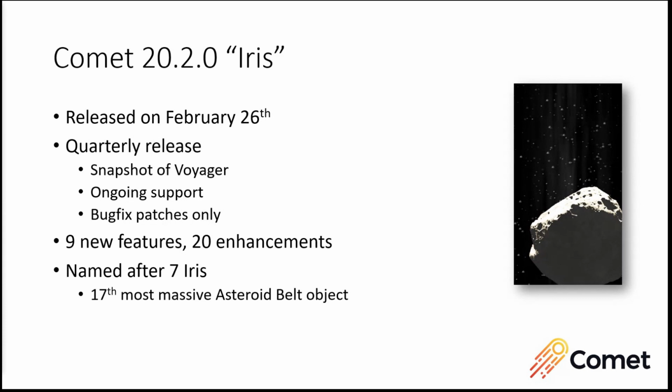Iris is pretty far down the list of asteroids. It's the 17th by mass, but because of the type of rock it's made of and its reflectivity, it's really bright from Earth. It's the 4th brightest in the whole asteroid belt, despite its smaller size.